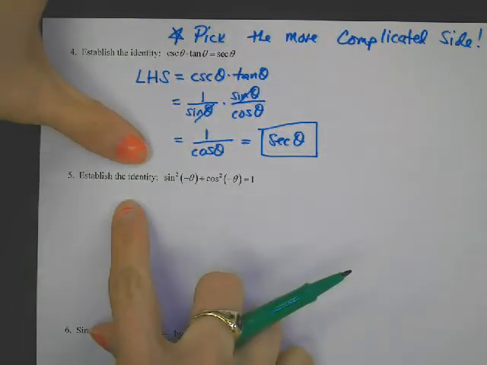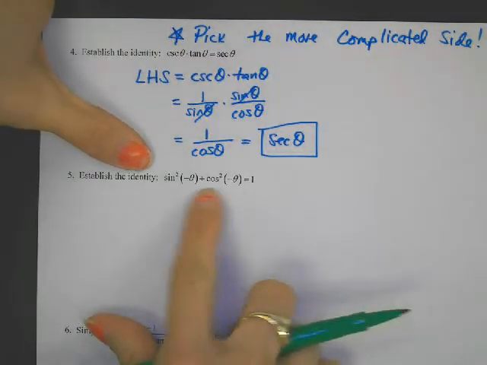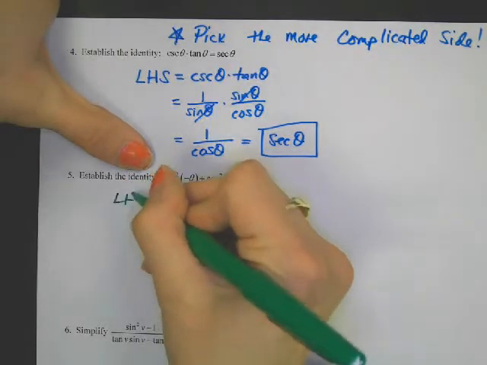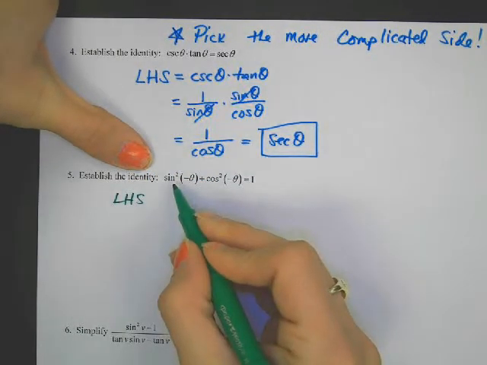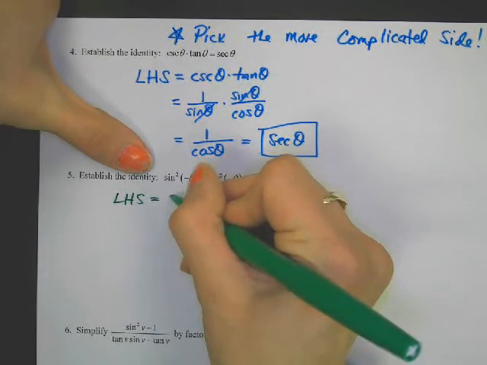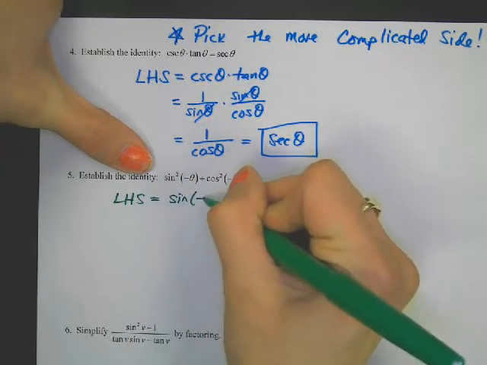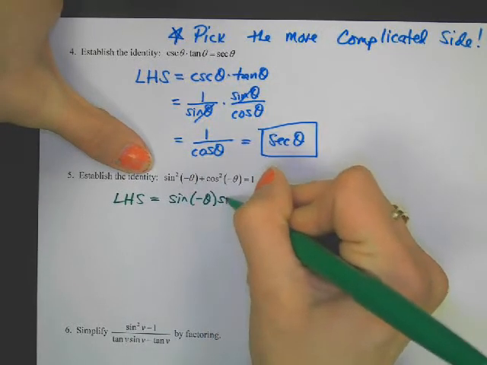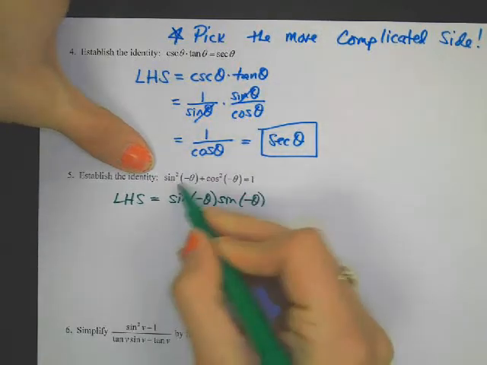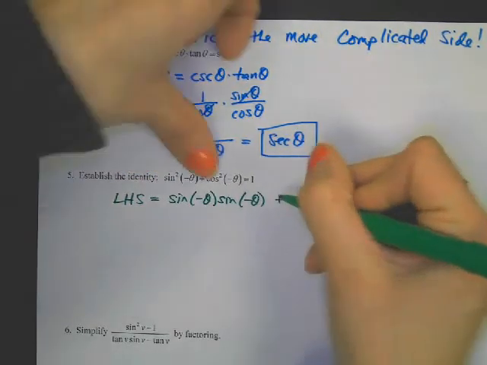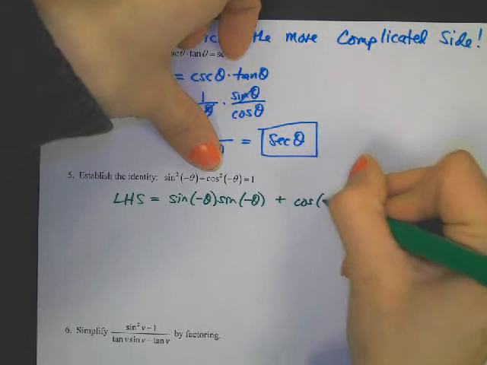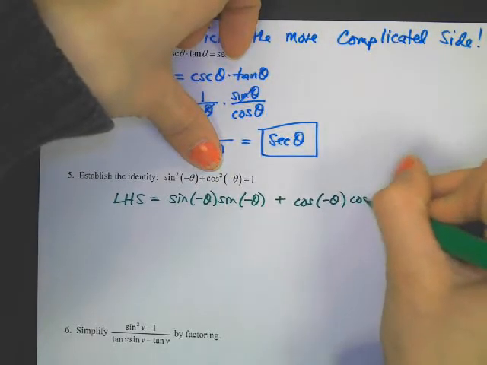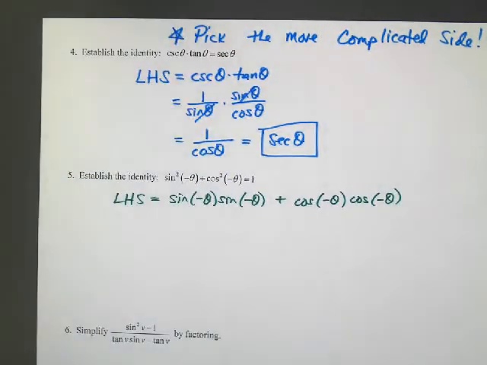Okay, number 5. Definitely pick the left-hand side. This says sine squared. So I'm going to write this out for you guys. Sine of negative theta times sine of negative theta. I'm going to write 2 sines. Plus, I'm going to write 2 cosines. Cosine of negative theta times cosine of negative theta.